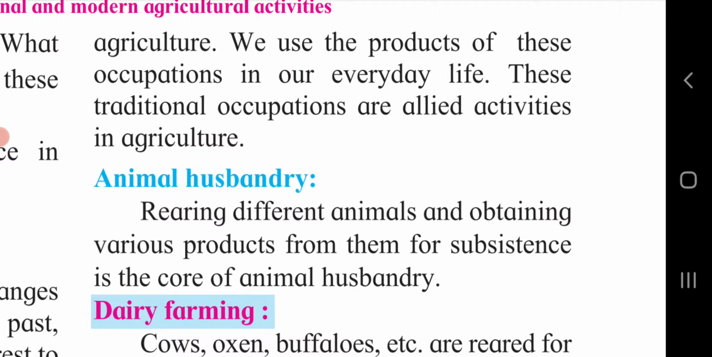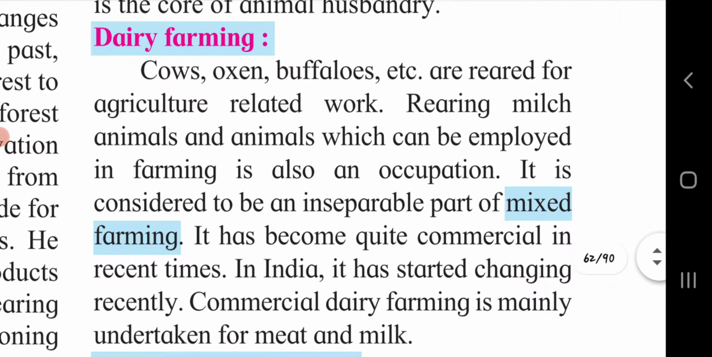So what is animal husbandry? Animal husbandry includes rearing of animals and obtaining different products from them for subsisting. It includes the following occupations. First one, dairy farming. Now what is dairy farming? Rearing of animals as well as for milk and meat is known as dairy farming.